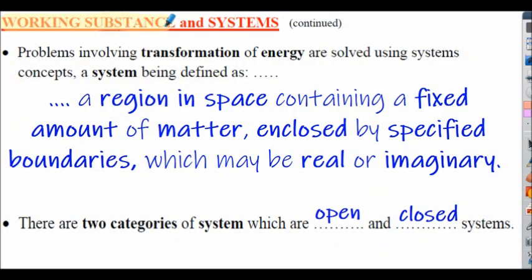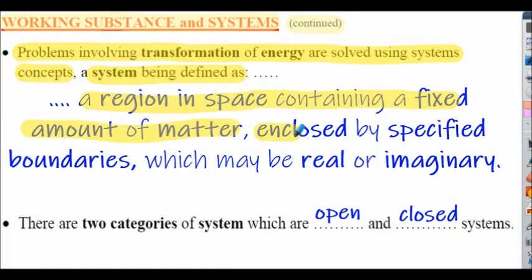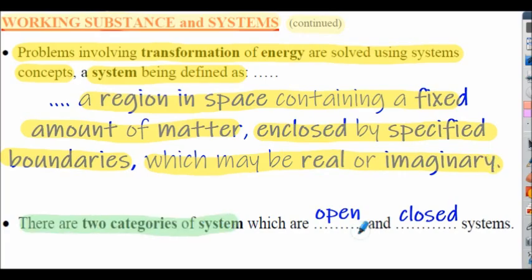Working substance and systems continued. The problems involving transformation of energy are solved using systems concepts, a system being defined as a region in space containing a fixed amount of matter enclosed by specified boundaries which may be real or imaginary. There are two categories of system which are open and closed systems.